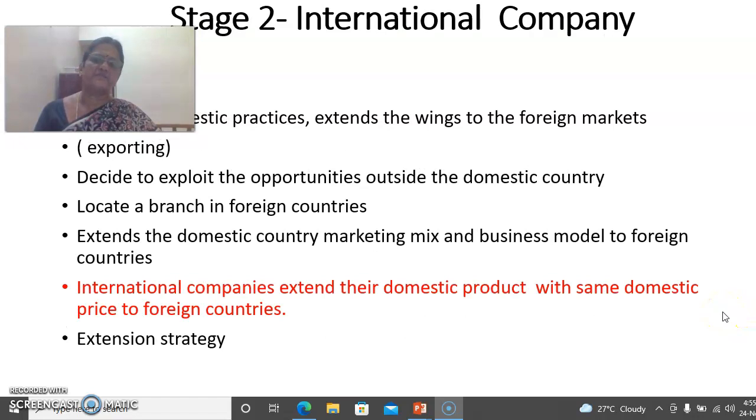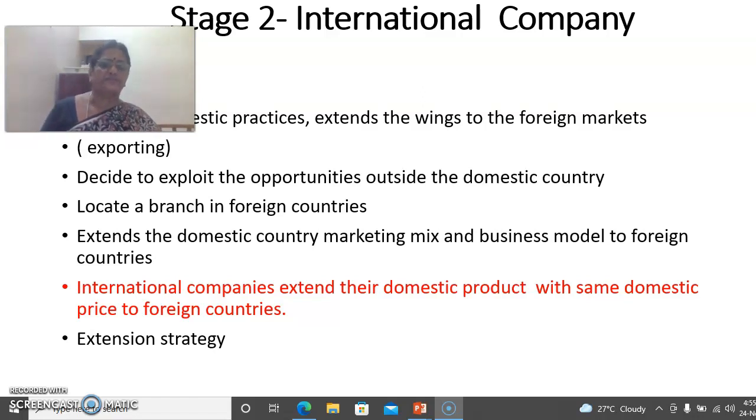The next stage is international company. A company that focuses on the domestic practices and extends its wings to the foreign markets in the form of exporting is called an international company. That means it decides to exploit the opportunities outside the domestic country. When a domestic company wants to enter into an international market, the first way of entering is in the form of exporting the product produced in the domestic country to the foreign countries.